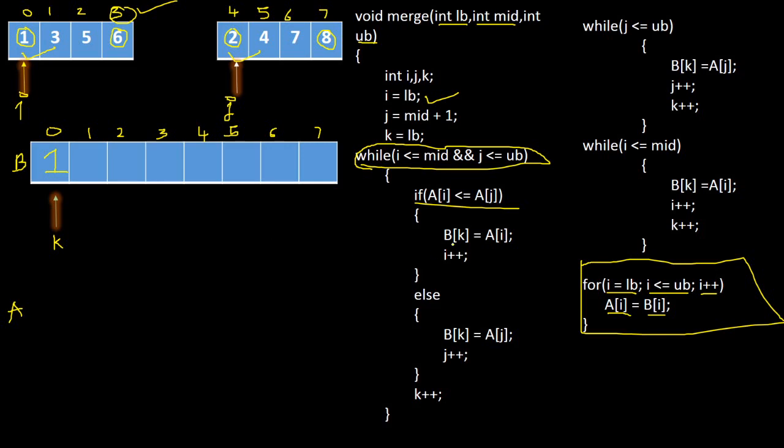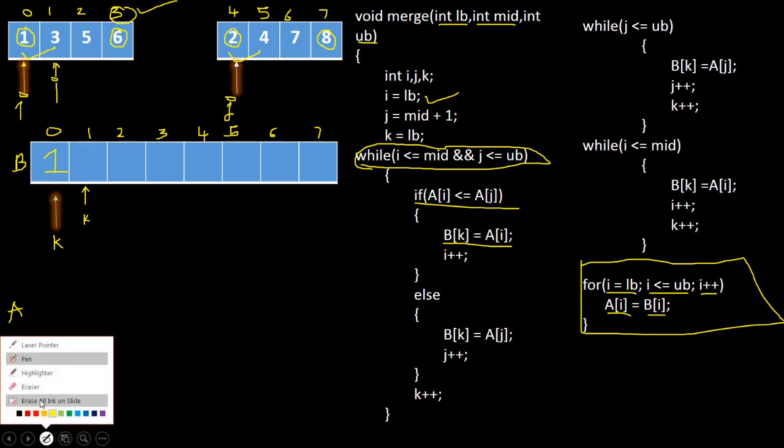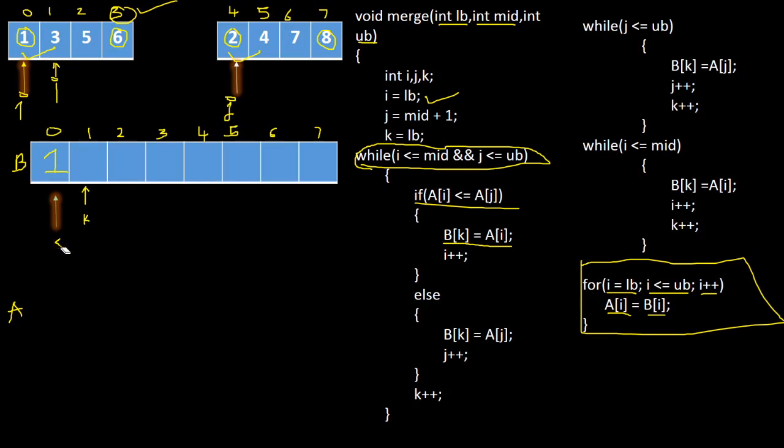For that what do we write? b of k is equal to a of i, because this is the i index, right? So b of k, this is the b array, b of k is equal to a of i. And now what will happen? This i should increment, so i will point to this variable now, right? i incremented, yes, and k also incremented. Now I will erase these things for better understanding. Now i is pointing to this index number and k is pointing to this one.